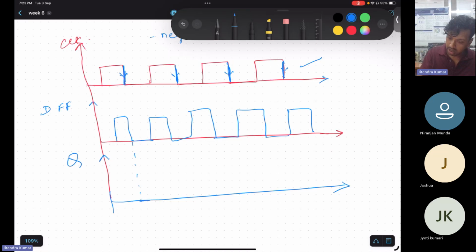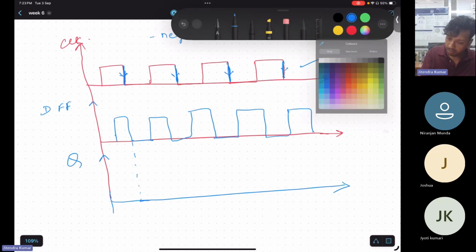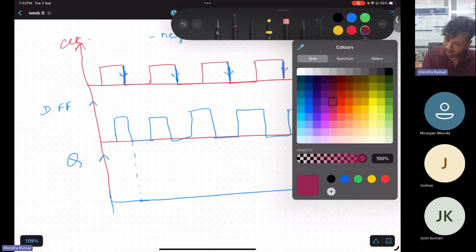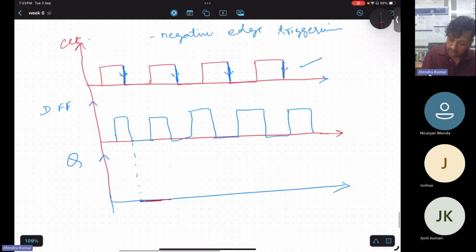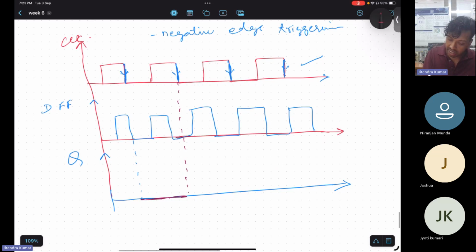So let me take another color. Okay, ठीक. So it will be 0 until this instance, until next clock is identified. अब जब ये क्लॉक ट्रिगर हो गया, उस टाइम पे भी D का वैल्यू कितना है? 0 है. Then again it will keep maintaining 0 till the next clock, okay? ये क्लॉक पे D 1 हो रहा है, तो ये आउटपुट भी 1 होगा. Why? Because Q is equal to D.